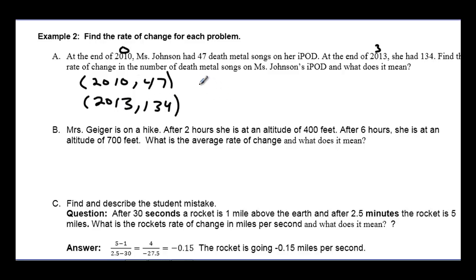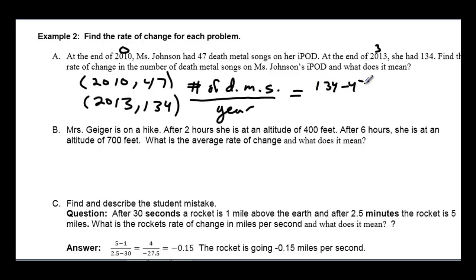Alright, I'm going to set up my slope. So y always goes on top. So I have number of, I'm going to abbreviate there, death metal songs. And on the bottom we have the year. Okay, so we have 134 minus 47 over, I'm going to use 3 and 0, 3 minus 0. Again, it doesn't really matter how you do it. Just make sure you're reading the directions, because sometimes they tell you one over the other. That's going to be 87 over 3, and that comes out to be 29.